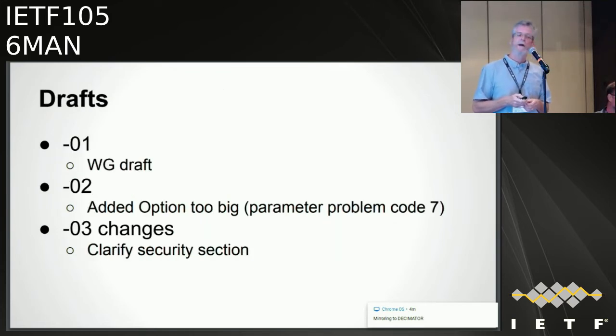So we have three drafts, version one. I guess four drafts. Version one was a working group draft. Versions two and three are since the last IETF. In version two, we added the last error code, parameter problem code 7. And version three was mostly just clarifications in the security section and some edits.